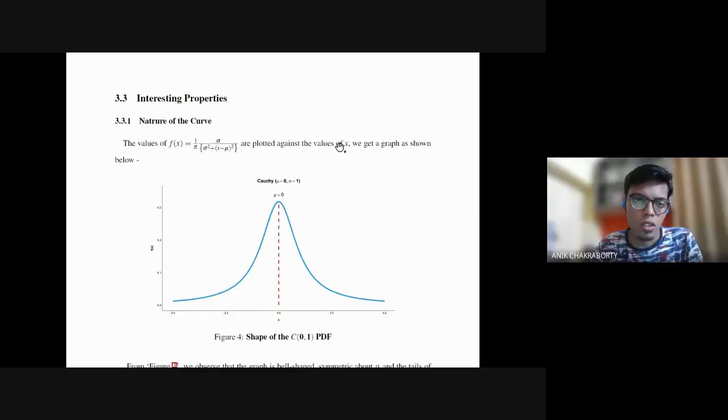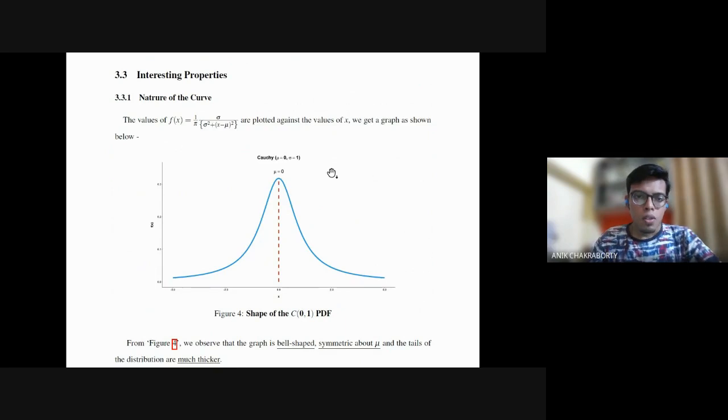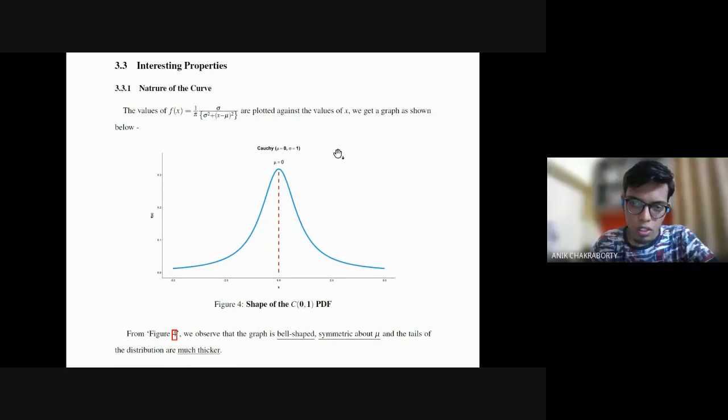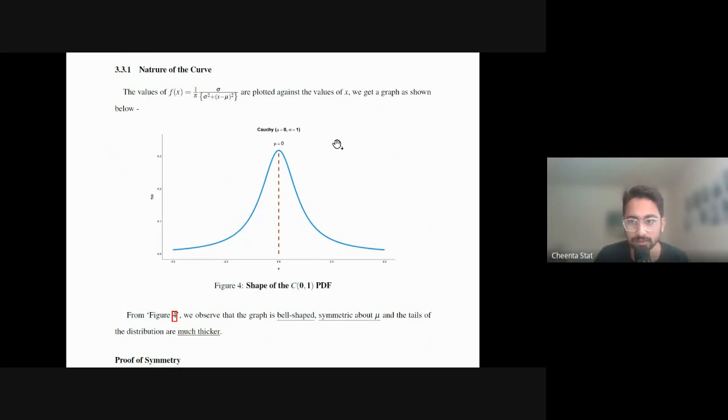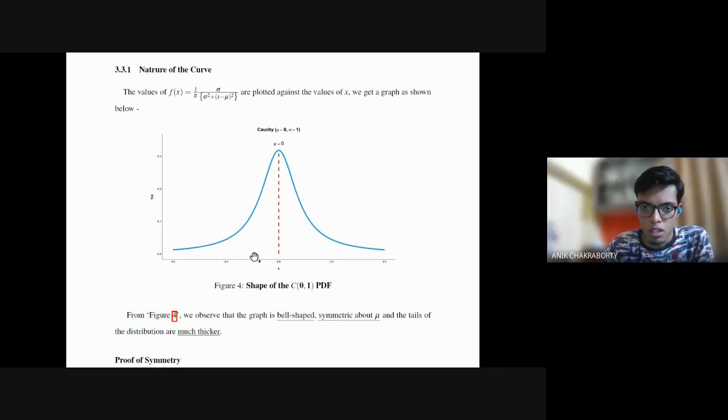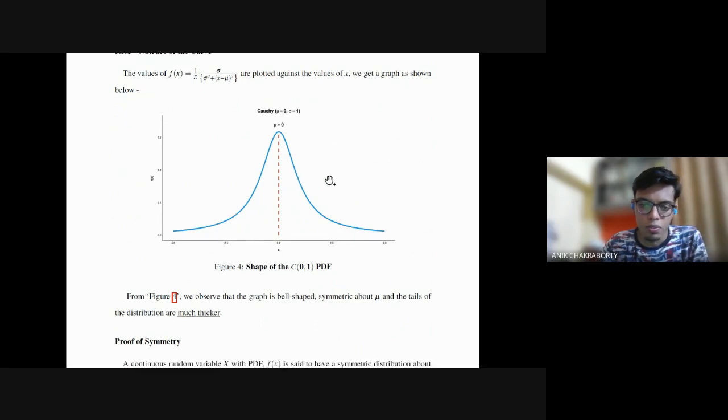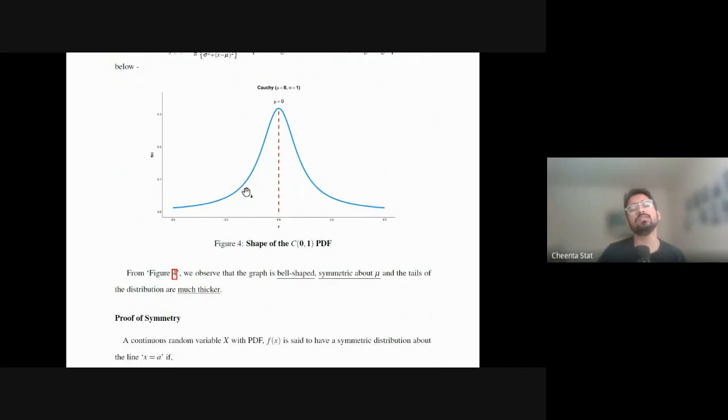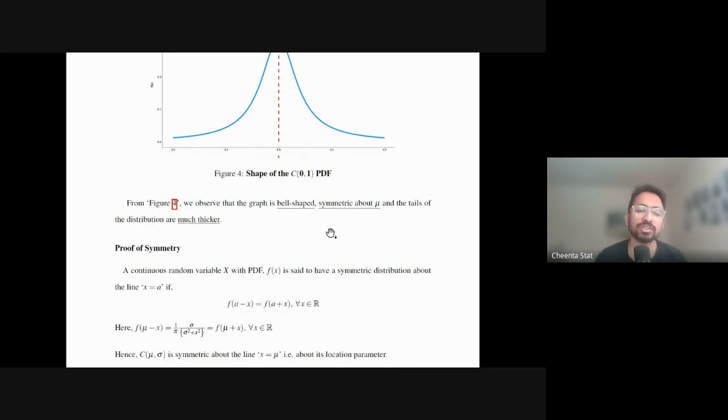So here are the interesting properties. First comes the nature of the curve. It is bell-shaped, symmetric about mu, and as we all know now, the tails are much thicker. So okay, then you prove the symmetric thing.